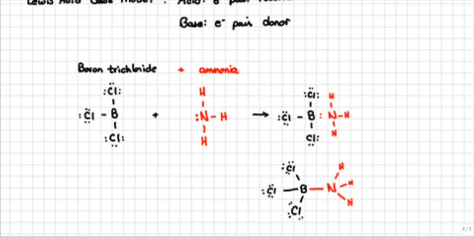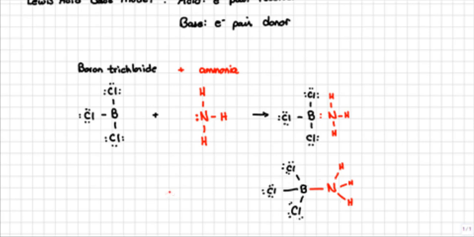Now, what's interesting about this is that it's pretty clear, especially since I've used colors, black and red, to help with all of this, that in creating the bond that connects the boron to the nitrogen, the electrons for that bond came from one species originally. Now, where did the electrons come from? They came from the nitrogen in ammonia.